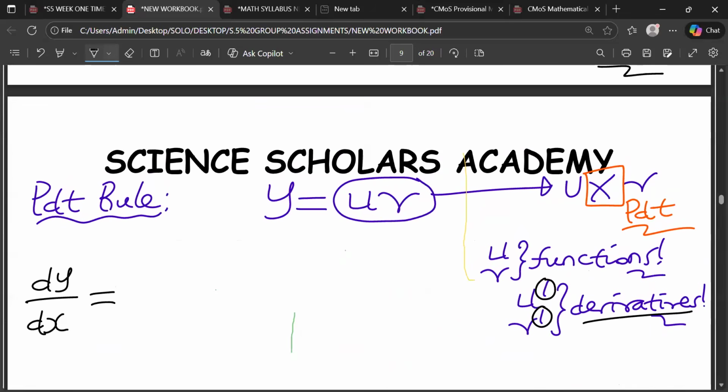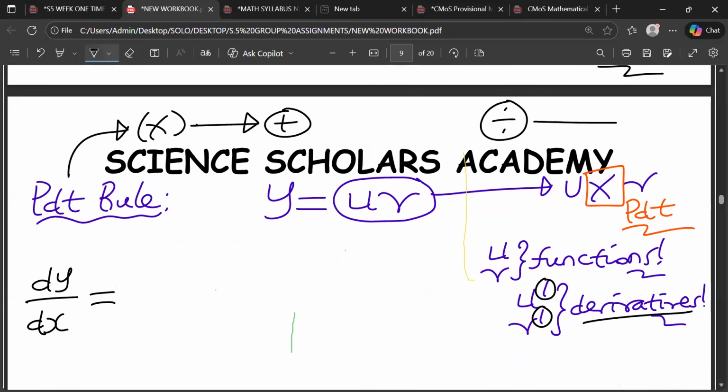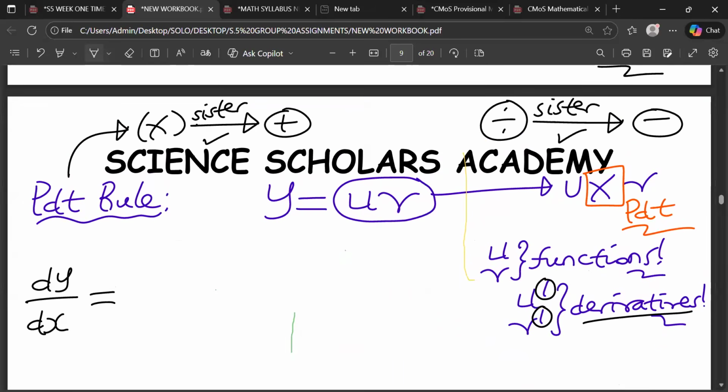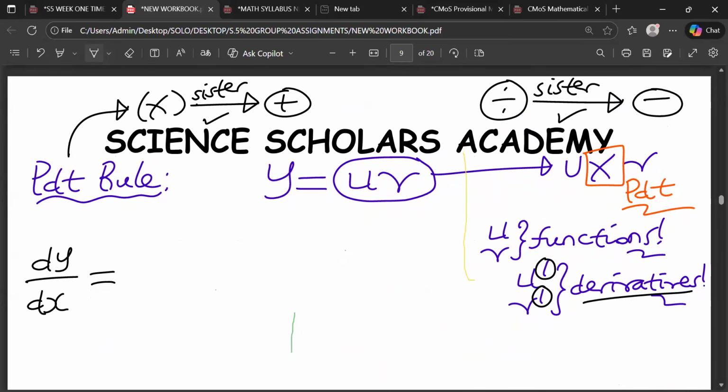Now you people know that product rule, we have said it is about multiplication. And you all know in mathematics, multiplication is a sister to addition, and division is a sister to subtraction. At least you know that. Multiplication sister to addition, division sister to subtraction. You all know they always move together. So, for product rule, when you keep v, you must differentiate u.